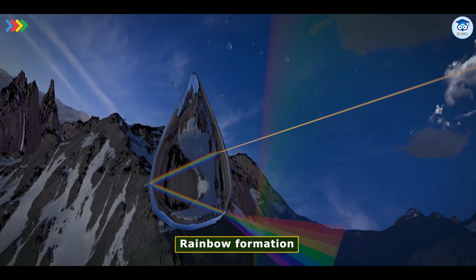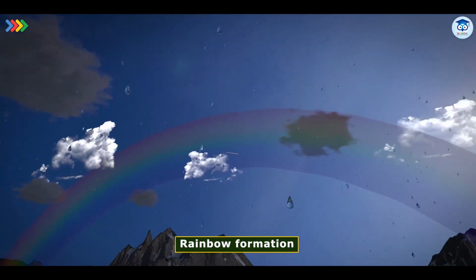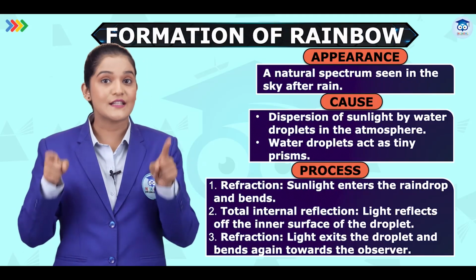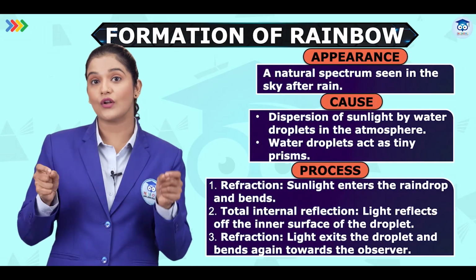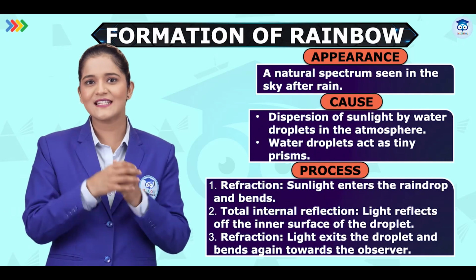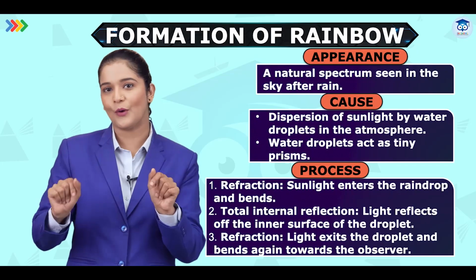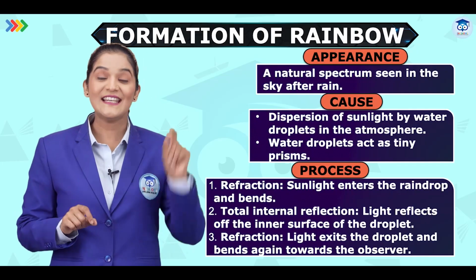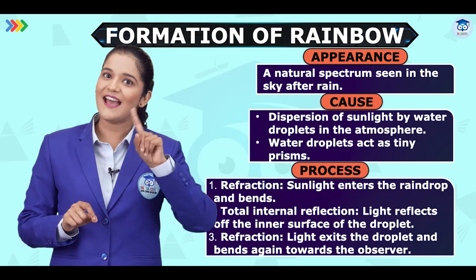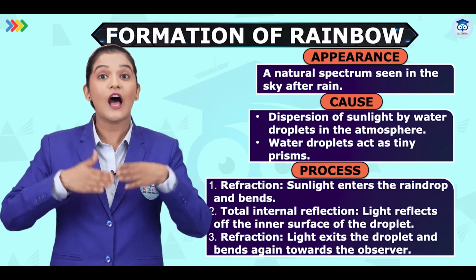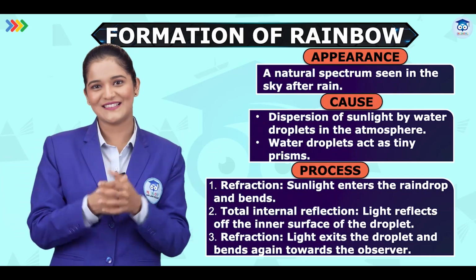The entire process involves three main steps. First, the sunlight is refracted and dispersed as it enters the water droplet. Next, the light undergoes internal reflection inside the droplet. Finally, it is refracted again as it exits the droplet, directing the dispersed colors outward toward the observer.